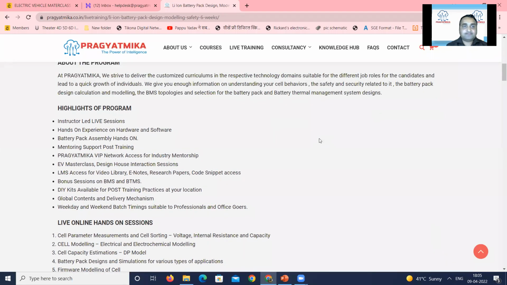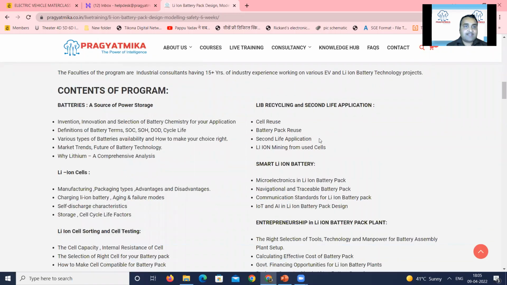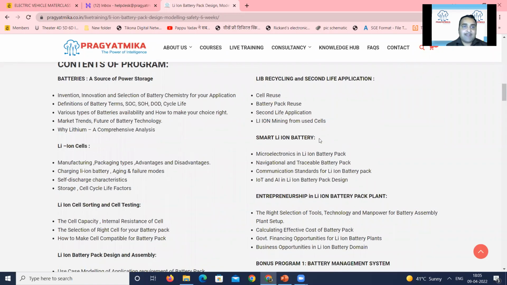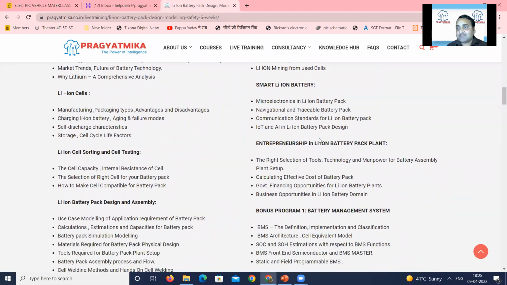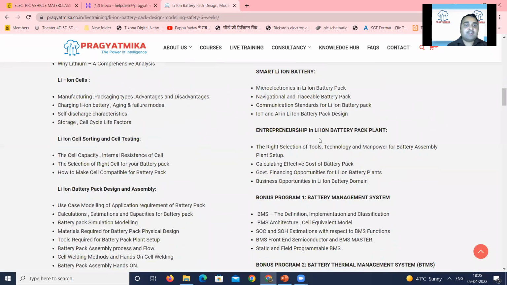So these are the contents. We start with the lithium-ion cells. We give you the knowledge on the manufacturing and the packaging. That's the question you have asked me. So the complete relevance is there in this course. What are the charging and discharging profiles? What are the considerations for the storage and the cycle lives? Then the sorting mechanisms that we need to do. Once you are going to make the battery pack, what are the processes and how do you do the sorting?